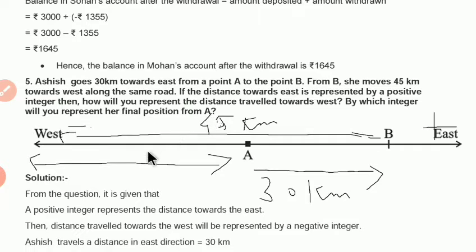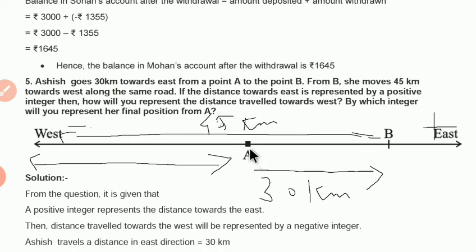So first we will make the figure according to the question. Here you can see that Ashish goes 30 km towards east from a point A to the point B. So first we'll mark east and west. If this is the west direction, this will be the east direction because they are opposite to each other. Now we have to mark point A and point B.